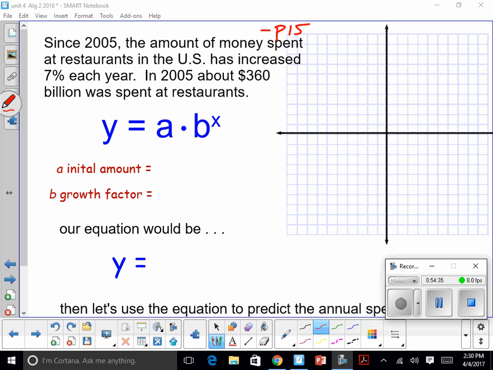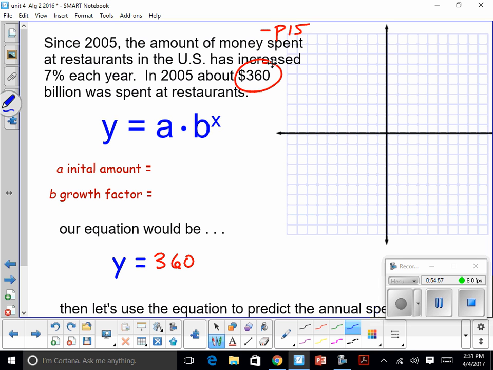Someone different. What am I writing for the B? How am I writing that? It is going to be that 7%. Let me put this here, but there's a way we're going to write it. So let me put this growth factor, and I haven't even been using that term, growth factor. So I apologize to you, because they may ask, what is the initial amount? What is the growth factor?